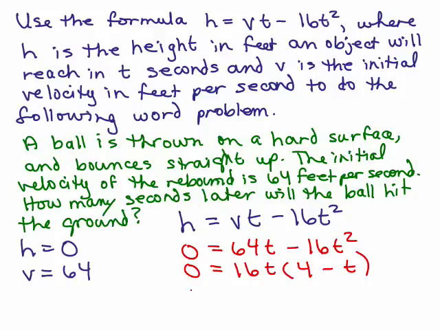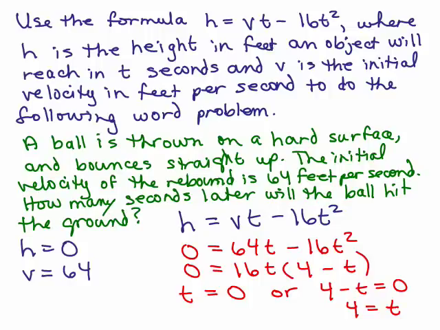So either t equals 0, or if you want, you could write 16 equals 0, but then of course you'll divide both sides by 16 and still end up with t equals 0, or 4 minus t equals 0. And notice if you just add t to both sides, you get that t is equal to 4. So we've got two possible solutions.